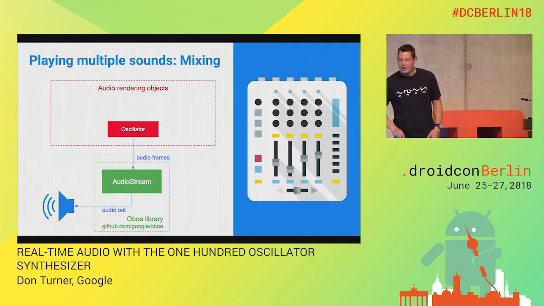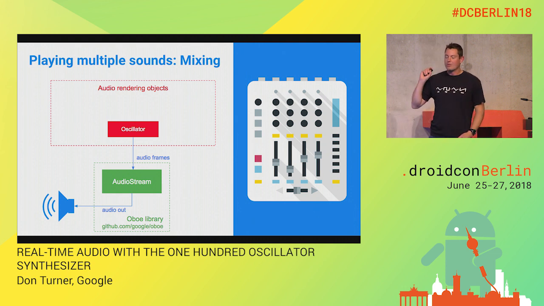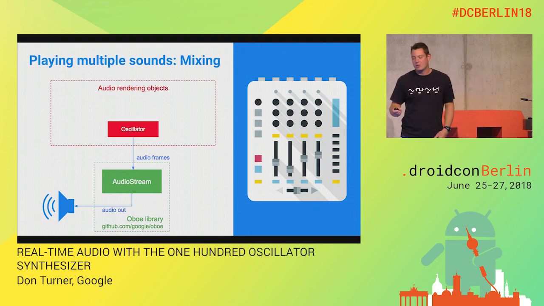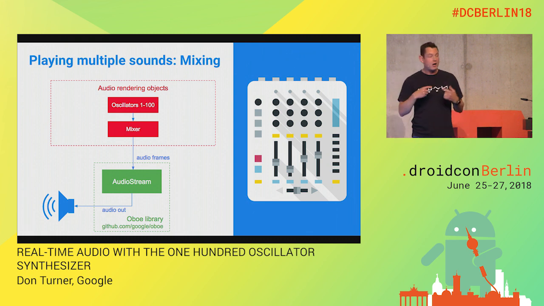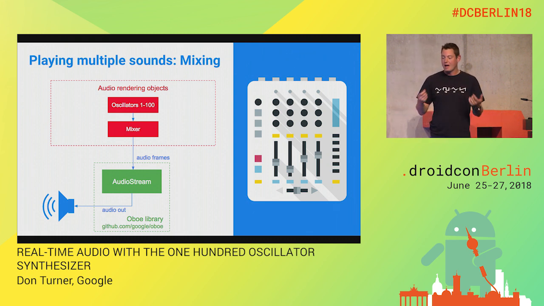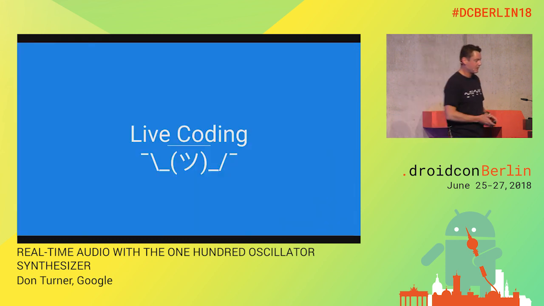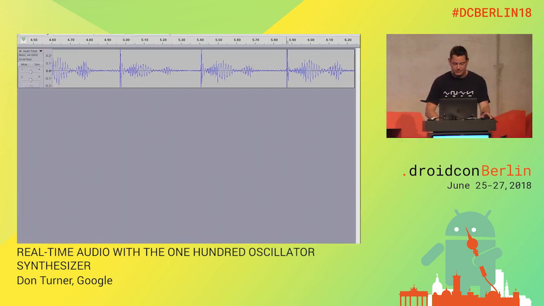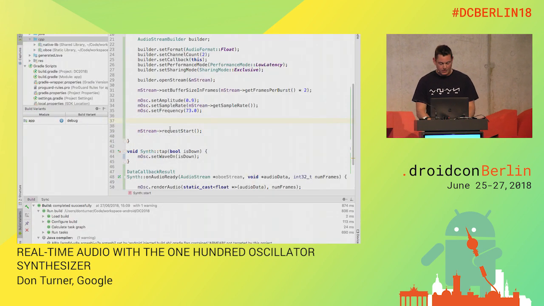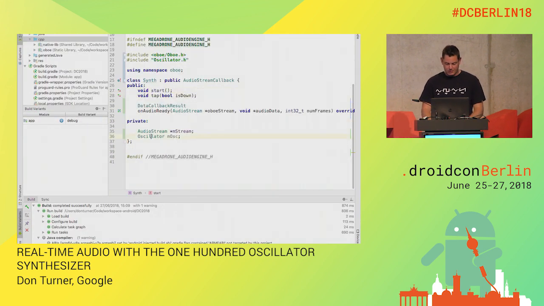So here's what we're going to do. We've got one oscillator, which is outputting into the audio stream. We're going to change that to 100 oscillators, put it through a mixer, and mix the outputs together. So let's do it. Right, so here's my oscillator. I'm going to change that to an array of 100 oscillators.